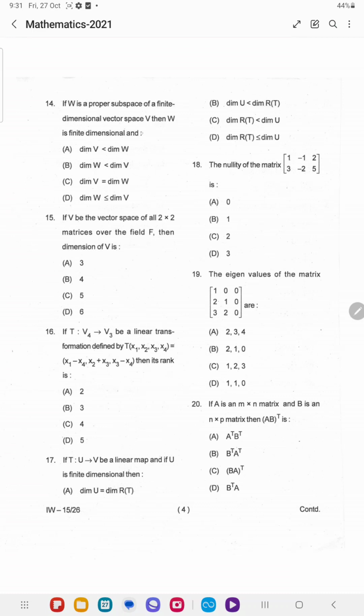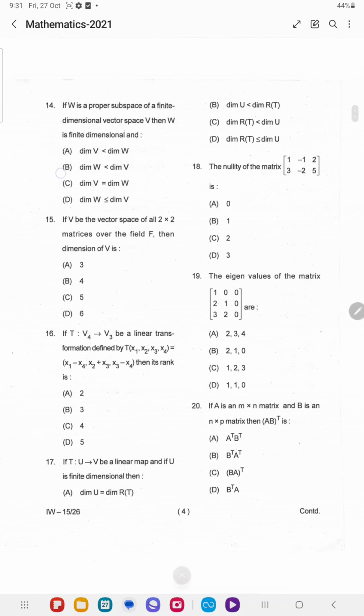Then W is finite dimensional, no doubt, because V, the bigger space, is finite dimensional, which implies that a smaller space, its subspace, is also finite dimensional. And it is given that W is a proper subspace, which means the dimension of W should be strictly less than the dimension of V. So the correct answer is that the dimension of W should be strictly less than the dimension of V.